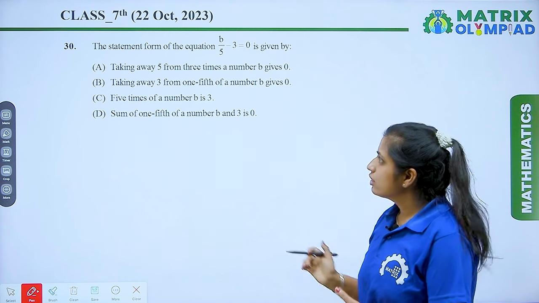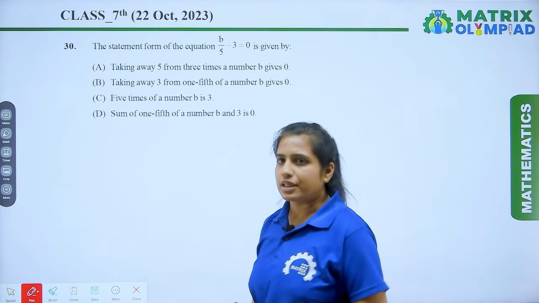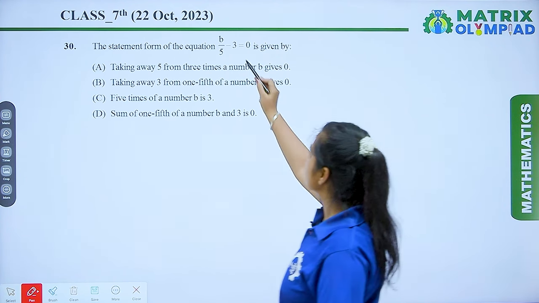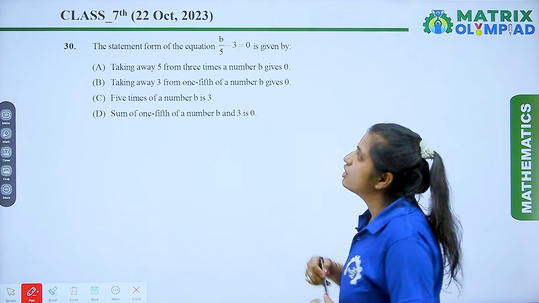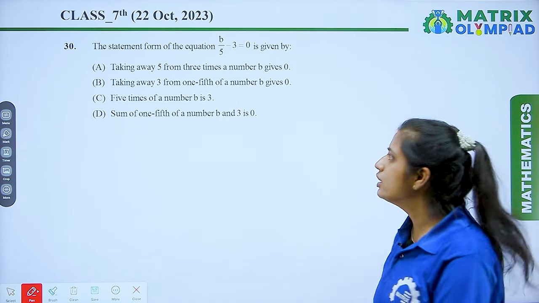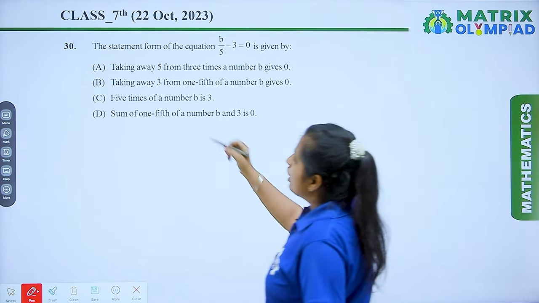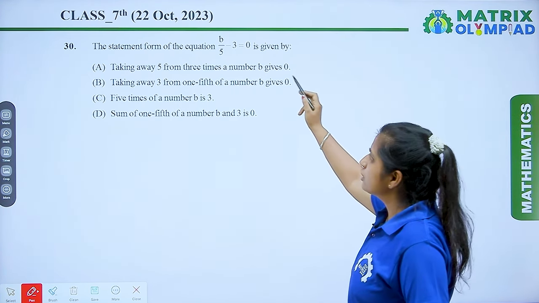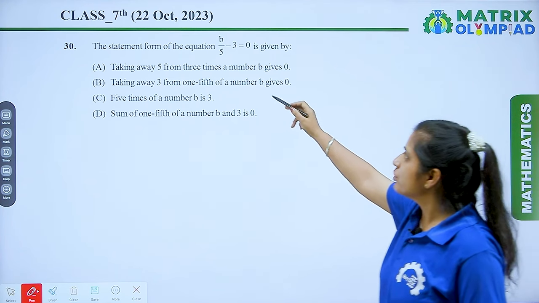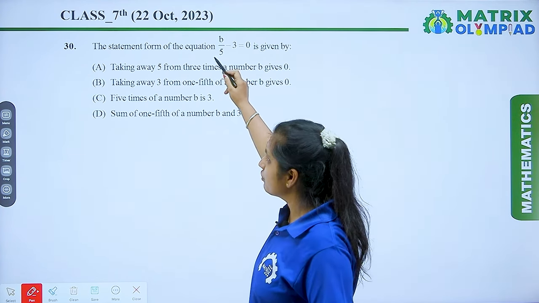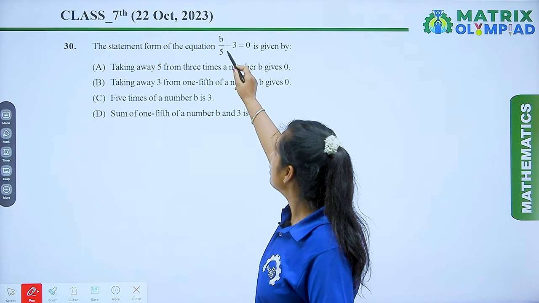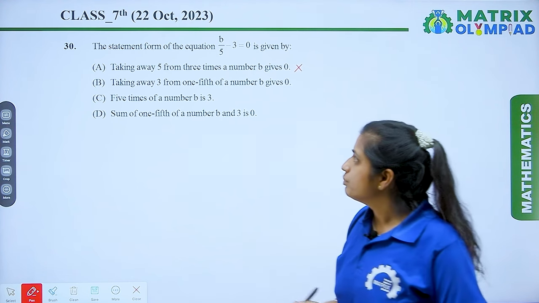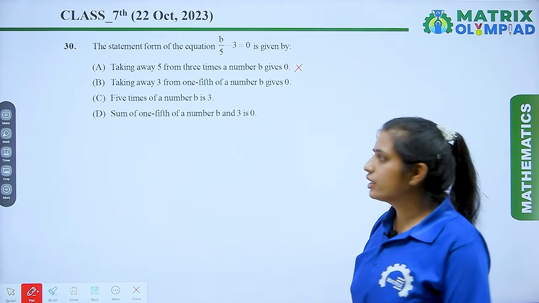Now let's solve the next question, question number 30. The statement form of the equation B upon 5 minus 3 is equal to 0 is given by. So here we have to find out the statement. Now, first option is taking away 5 from 3 times a number B gives 0. Taking away 5 means we have to take away 5 and minus 5. But in this equation, it is minus 3, not 5. So the first statement is not correct.